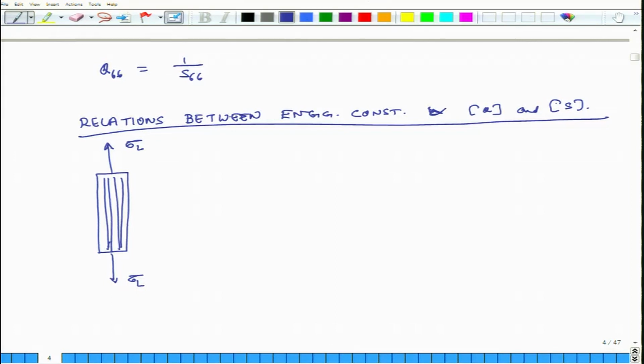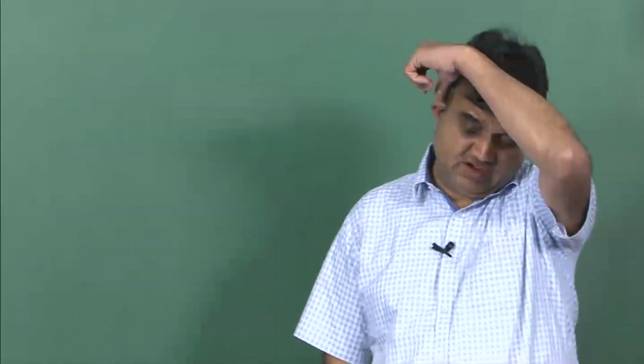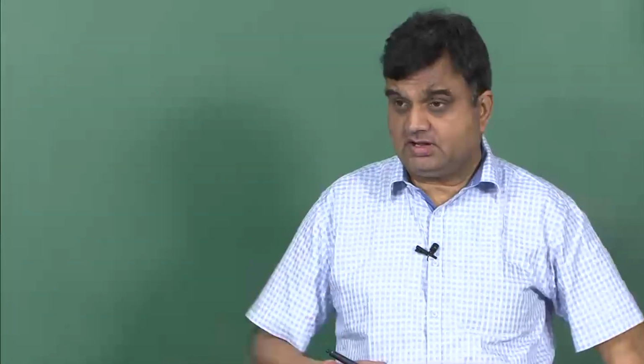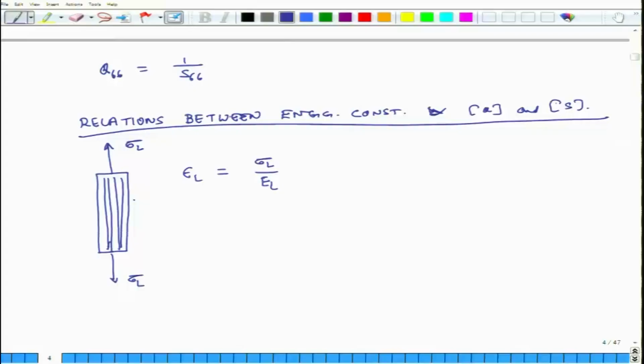then what will happen? It will generate epsilon L, and that epsilon L will be equal to sigma L divided by E L. Okay. So, if I measure the strain in this material using some strain gauge, and if I measure the stress and if I divide stress by strain, I can calculate E L.